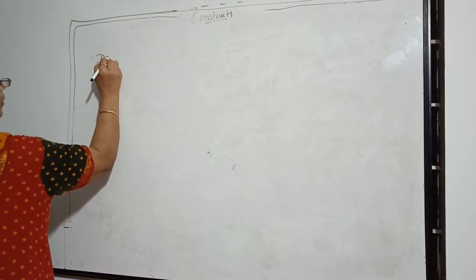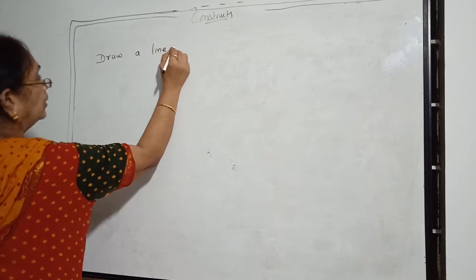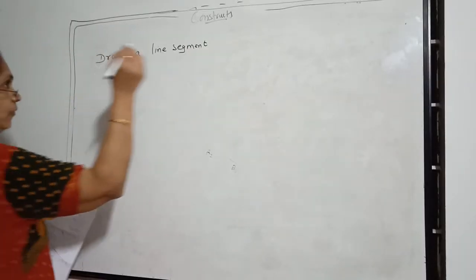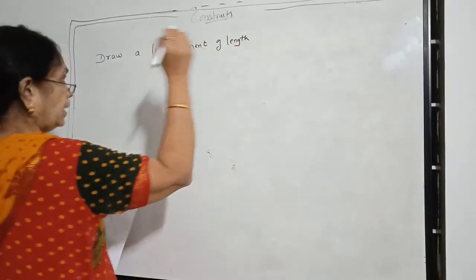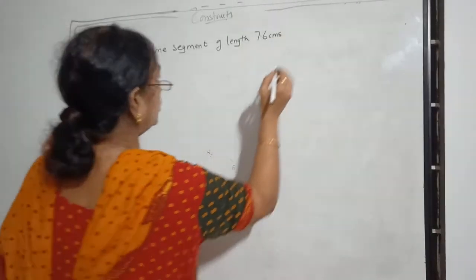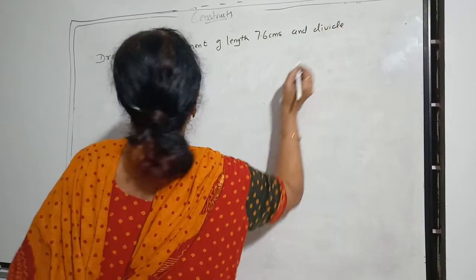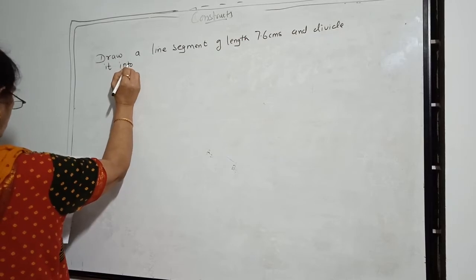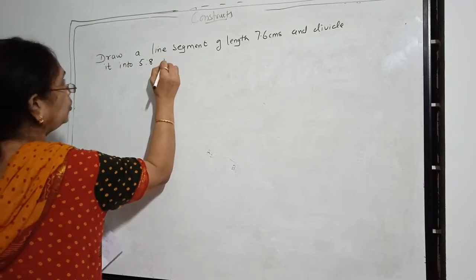Draw a line segment of length 7.6 centimeters and divide it into 5:8 ratio, 5:8. Measure the two parts.